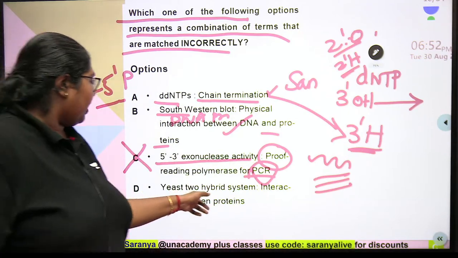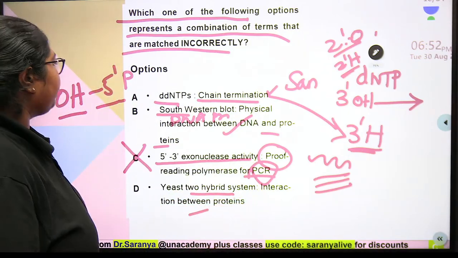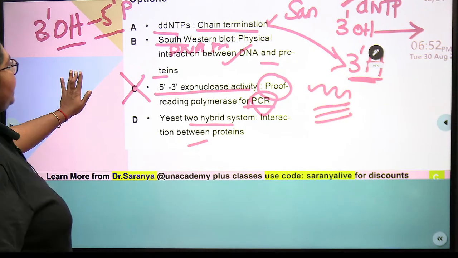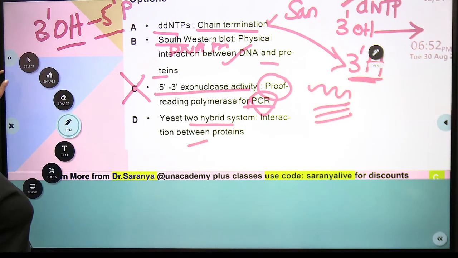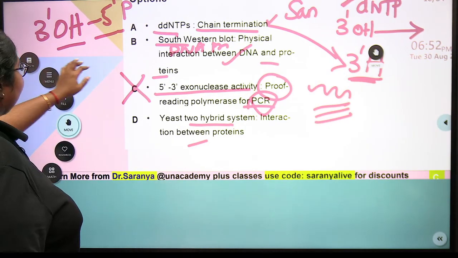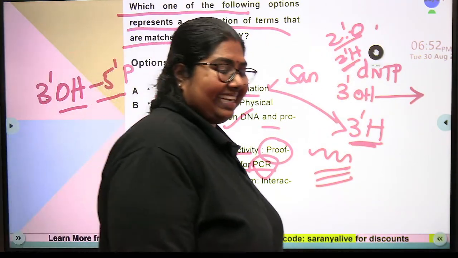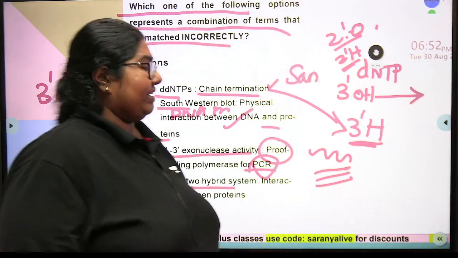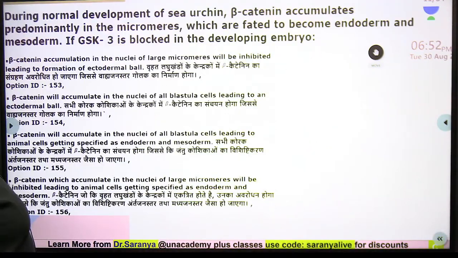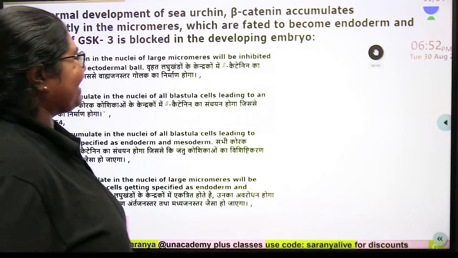Okay. So the yeast two-hybrid system is for protein-protein interaction. Correct. Right. They have asked for the incorrect one, no? So which is going to be the correct or incorrect option? Option C is the incorrect option, and that is the correct answer for our question. Fantastic, guys. Let's move towards the next question.